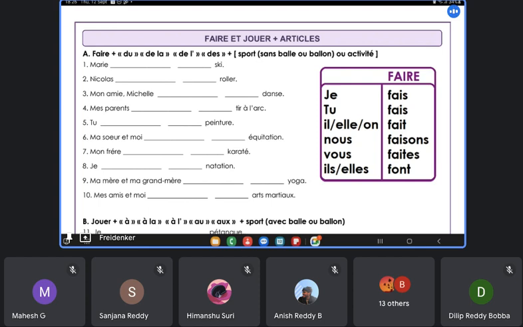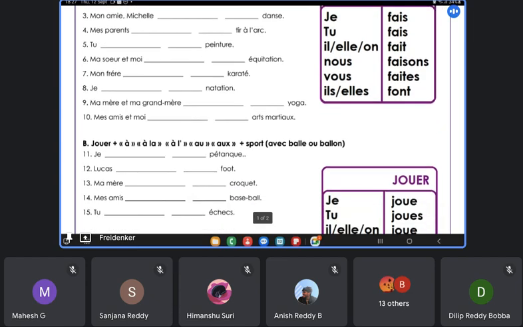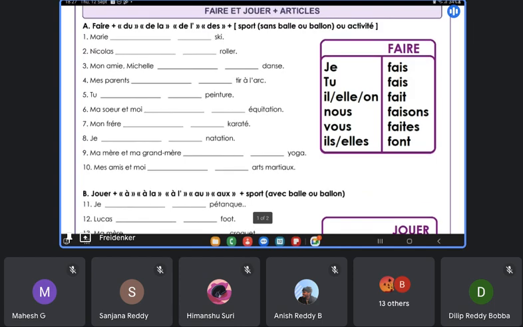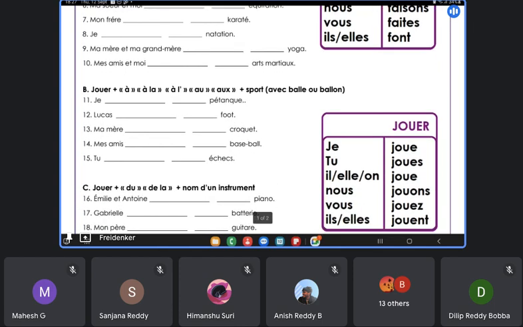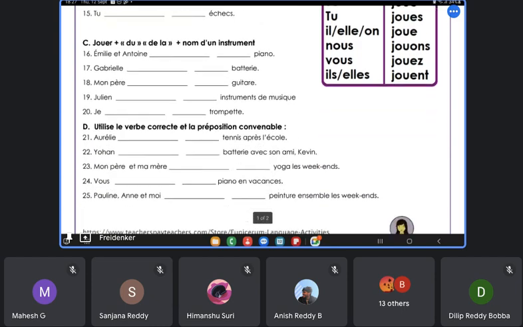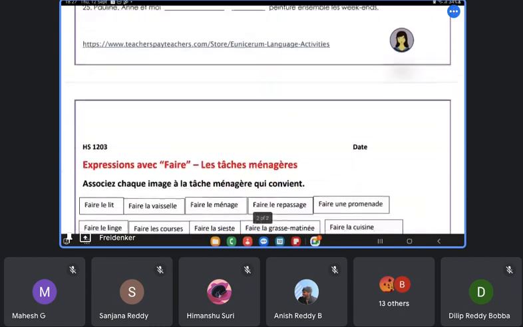It's doable. You're supposed to do it now. You can try this on your own, and then you can let me know. I will try sharing the answers of all these worksheets later after this meeting. For now, you can try this on your own. All of this you can do because we just discussed the rules. How to use faire, how to use jouer, how to use du, de la, all those things, you can do it on your own. I will share the answers later. I wrote it down. I'll just share the pictures. So try doing this on your own.